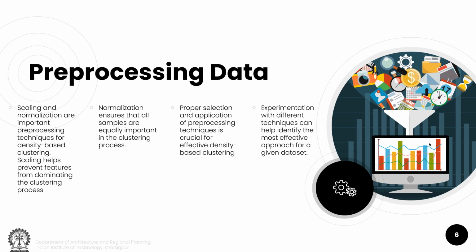Scaling involves transforming the data so that each feature has a similar range, which helps prevent certain features from dominating the clustering process. Normalization, on the other hand, involves transforming the data so that each sample has a similar distribution, which helps ensure that all samples are equally important in the clustering process.